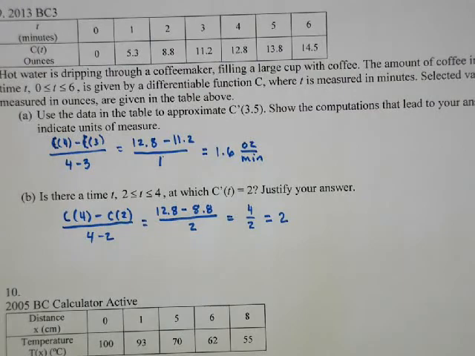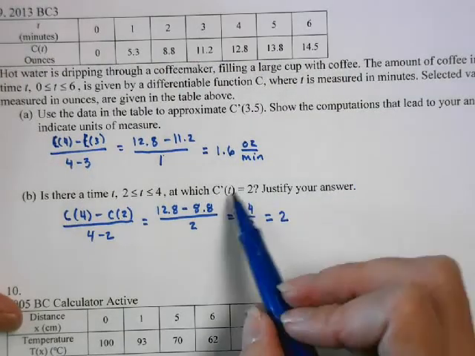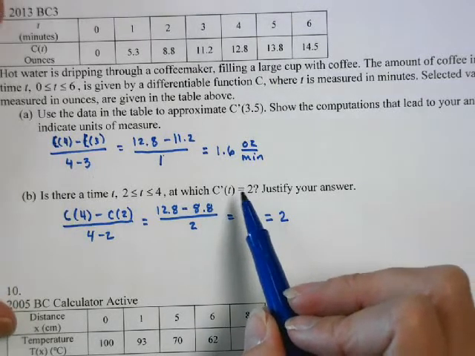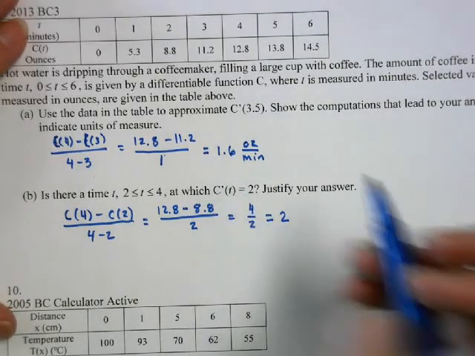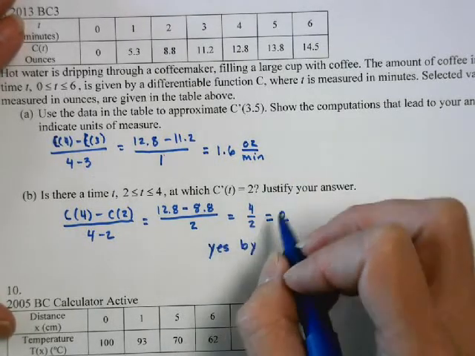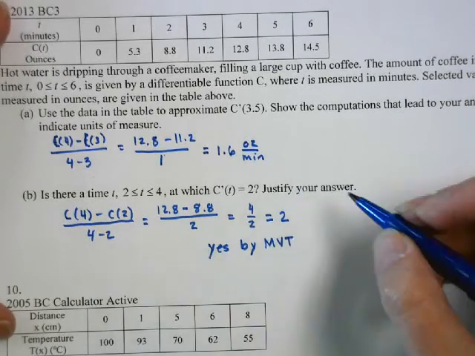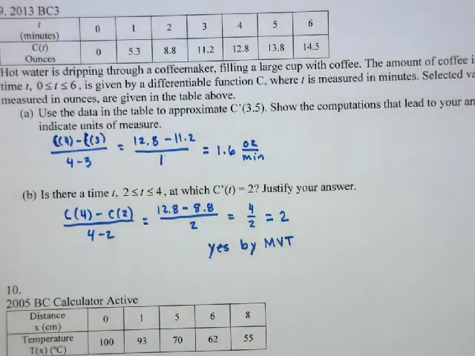So since it's continuous and differentiable, the slope of the secant line, 2, has to equal the slope of the tangent line. So yes, there is some value, and we're just going to say by the mean value theorem, there is some number where c prime equals 2 because the secant line equals 2.